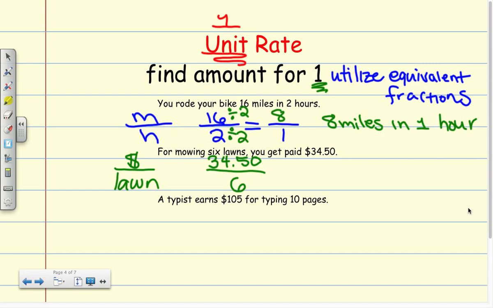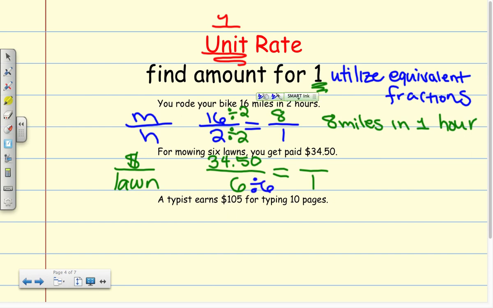Alright, so if I get $34.50 for 6 lawns, then my goal is how much am I getting for 1 lawn? Making an equivalent fraction. So what did I do to the 6 to get to the 1? I divided through by that 6. Well, if I divide through the bottom by 6, I need to divide through the top by 6.